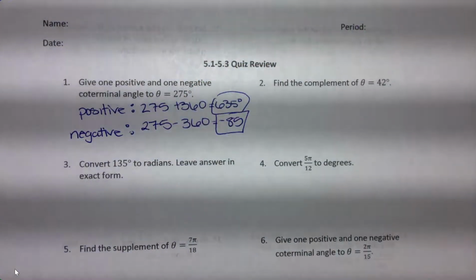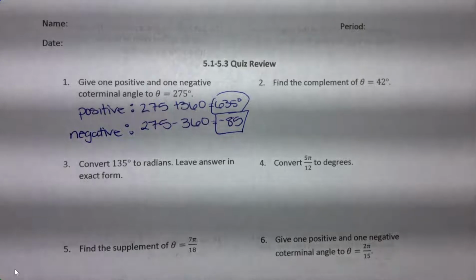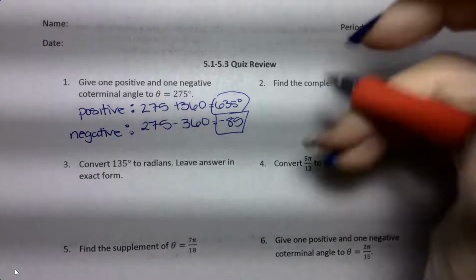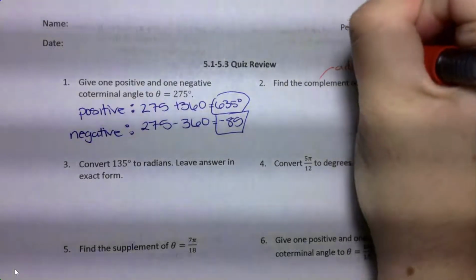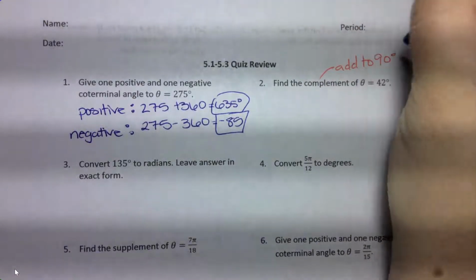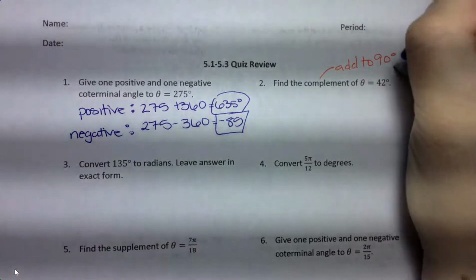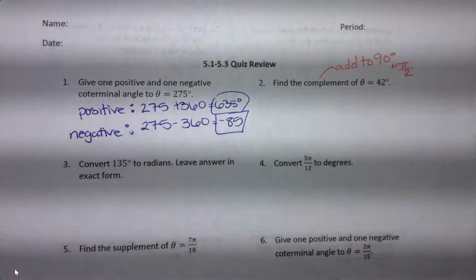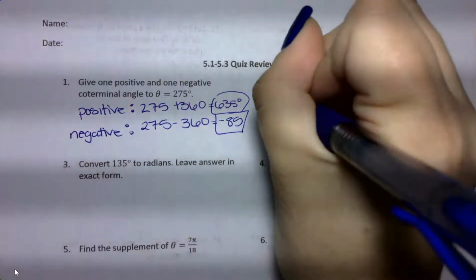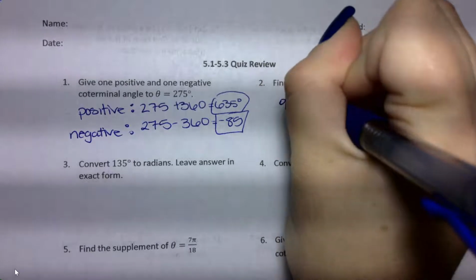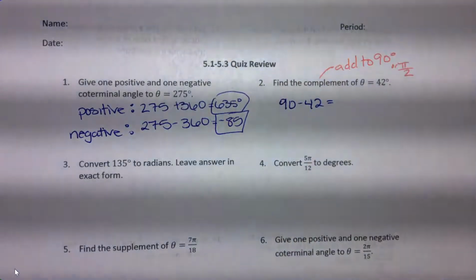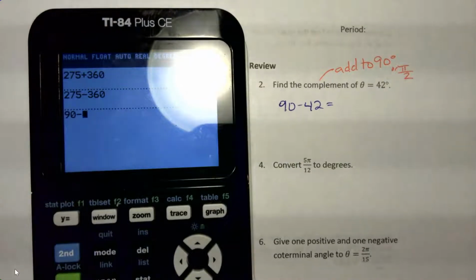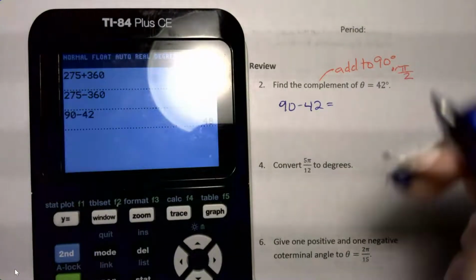Okay. Number 2 wants me to find the complement of 42 degrees. Remember, complements add to 90, or if I'm in radians, pi halves. So what I'm going to do to find my complement of 42 degrees is I am going to take 90 and subtract the 42 degrees. Again, I'm going to use my calculator because I don't trust my mental math right now. 90 minus 42 gets me 48 degrees.